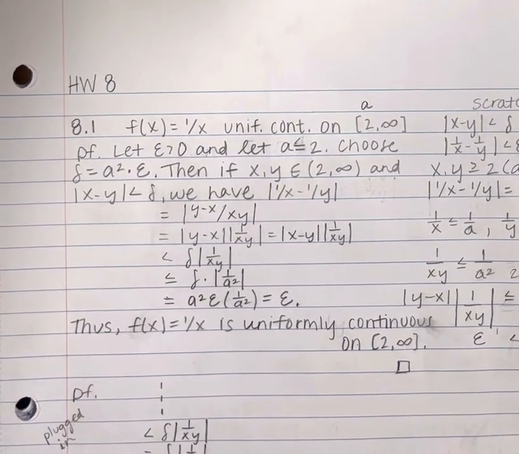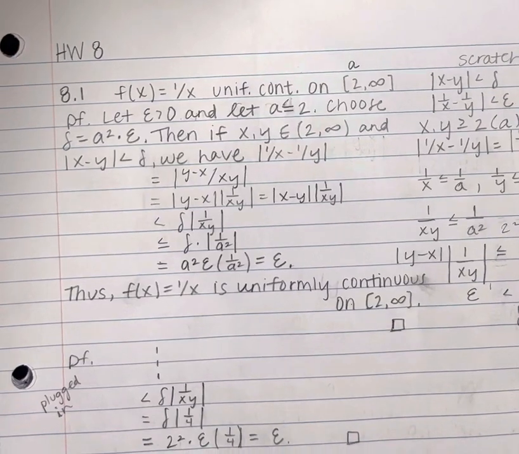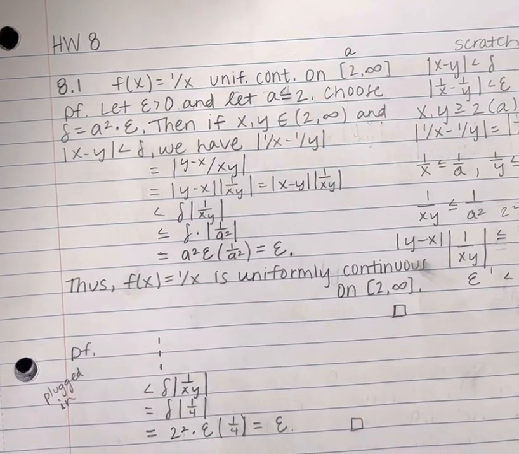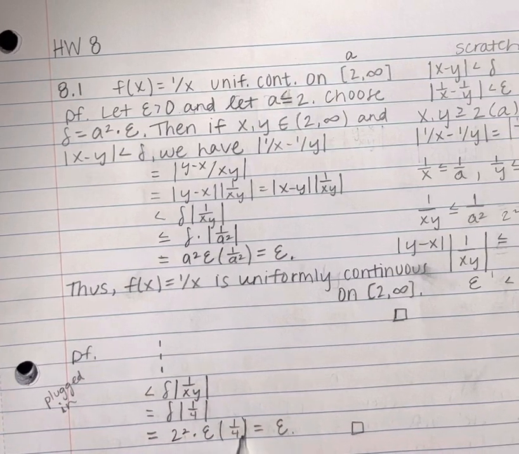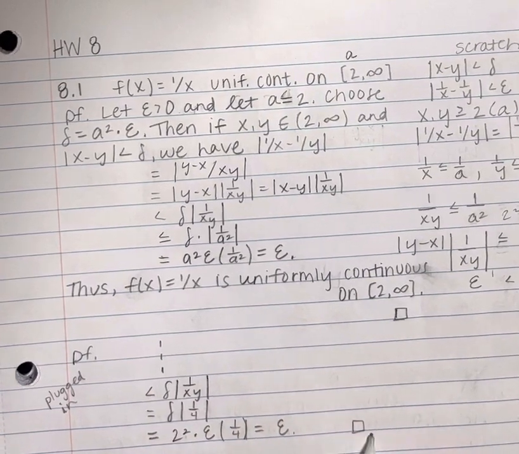But if we go back down and plug in the 2 instead of a, we get 2 squared, we get 1 over 4. It's the same result here.